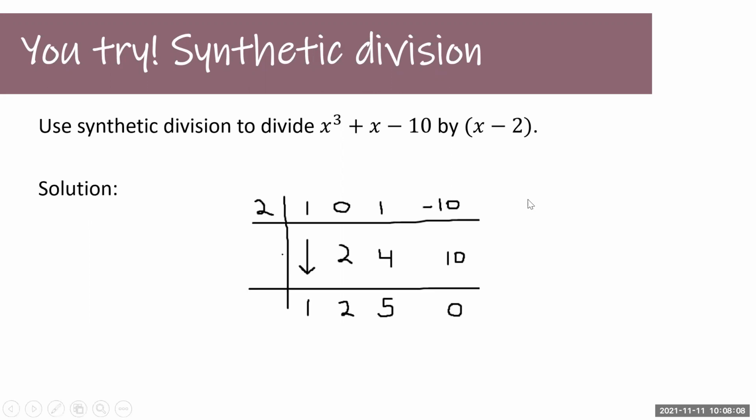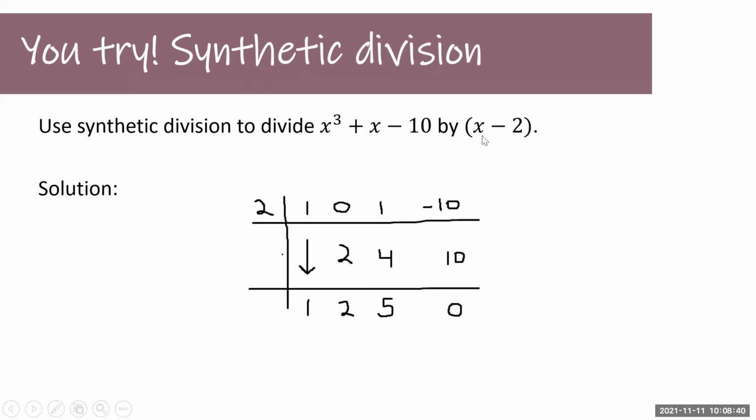Here's our solution. We have x minus a, so x minus 2. 2 is our a. Our coefficients are 1. We don't have an x squared term, so it's 0. 1 and negative 10. We move this 1 straight down to start. 2 times 1 is 2. 0 plus 2 is 2. 2 times 2 is 4. 1 plus 4 is 5. And 2 times 5 is 10. And negative 10 plus 10 is 0. Look at that. We have a remainder of 0.